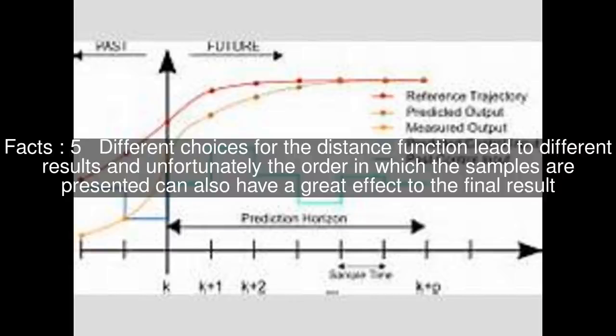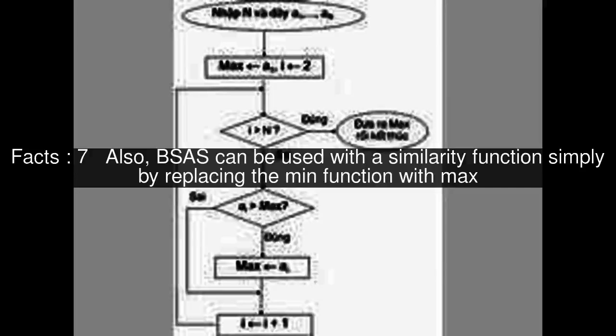As can be seen, the algorithm is simple but still quite efficient. Different choices for the distance function lead to different results, and unfortunately the order in which the samples are presented can also have a great effect on the final result. This might be wanted under some circumstances, but when dealing with limited resources a limited queue is usually chosen. Also, BSAS can be used with a similarity function simply by replacing the min function with max.